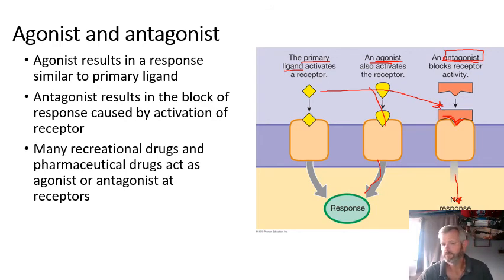On the other end, recreational drugs many times affect signaling. Dopamine is also part of your reward pathway, and a drug like cocaine is an agonist for dopamine.